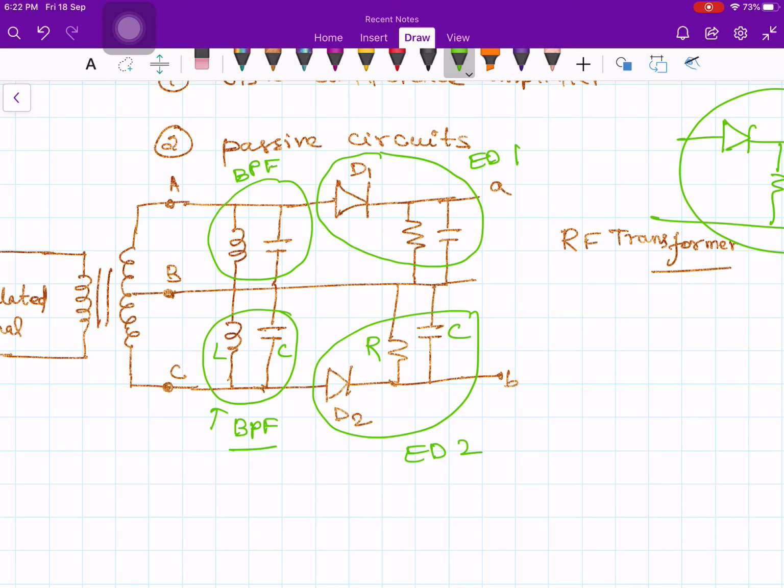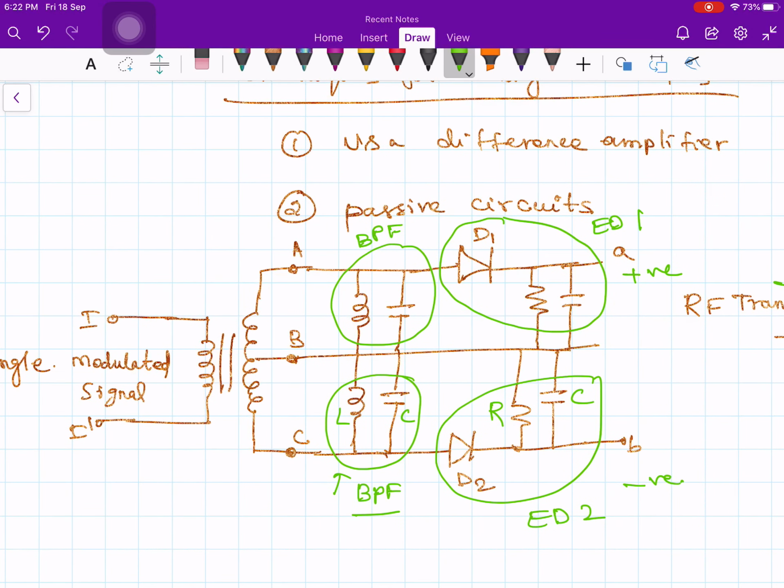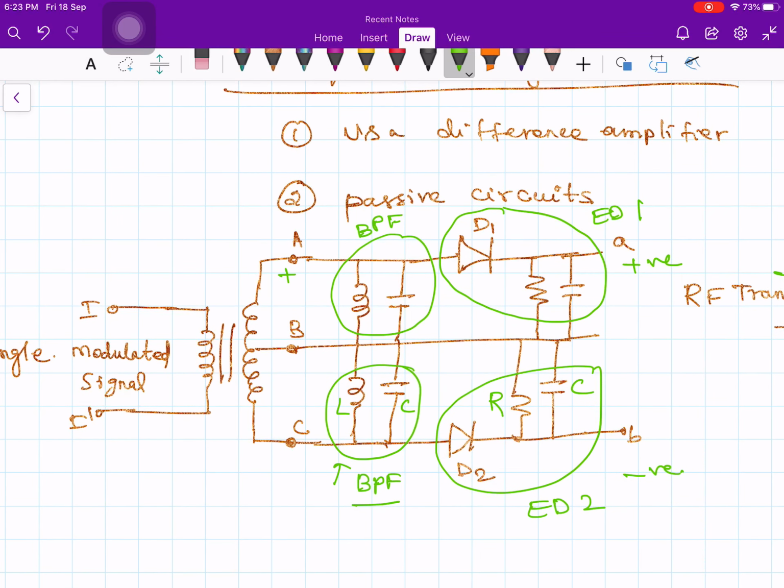If you remember, the envelope detector contains a diode followed by R and C, RC circuits in parallel. So at any given time instant, it has both a positive envelope and a negative envelope. The upper one gives the positive envelope and the lower one gives the negative envelope. And the input is the angle modulated signal. At any given time instant, the polarity will be like, let's say this is plus and this is minus, and again this point is plus and this point is minus.